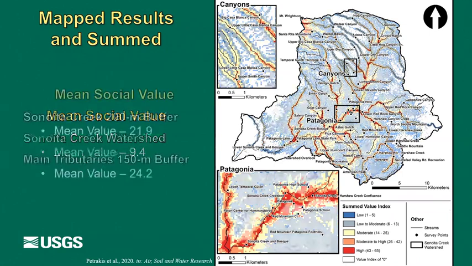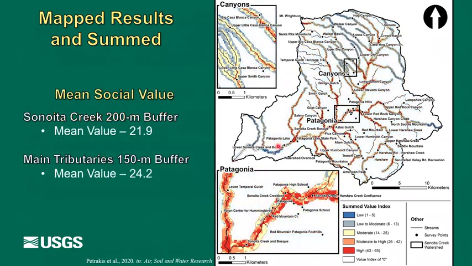Looking at the riparian areas, first at Sonoita Creek, a 200-meter buffer around it, so right through the center of the overall watershed. The mean value within that area was 21.9, so much higher. And then within the main tributaries extending throughout all of them, the mean value within those areas was 24.2. So both of these are much higher than the mean value within the watershed and almost into the moderate to high range of overall social value. So overall, this really does identify riparian areas as being highly valued by the respondents of the survey, which was really interesting for us to see in the end.